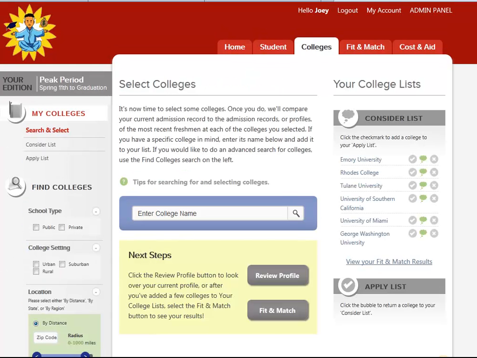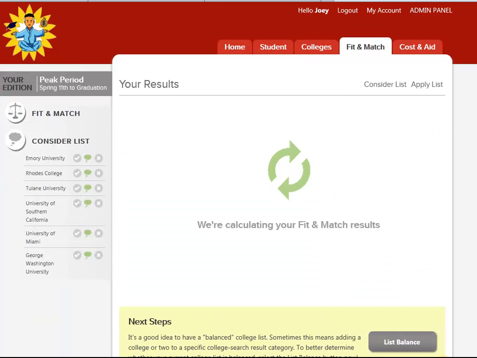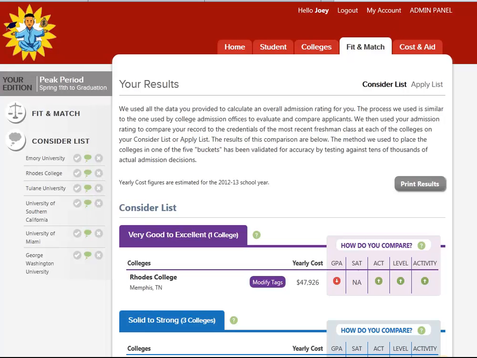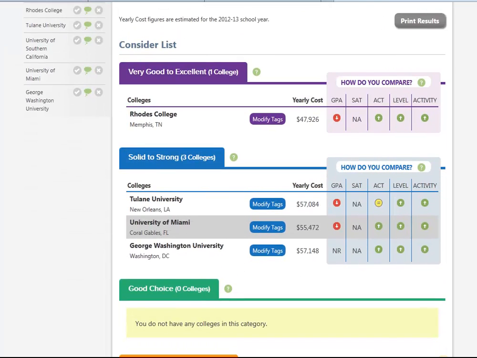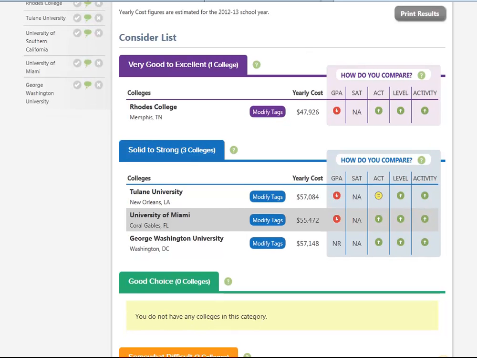I wanted to get to this part, which is the list of schools. So here's a list of schools that I've already pre-entered. Let's see where this hypothetical student falls in. So there's one school called Rhodes in Memphis, where she has a very good shot at getting in. That's almost like the safety school, I guess.